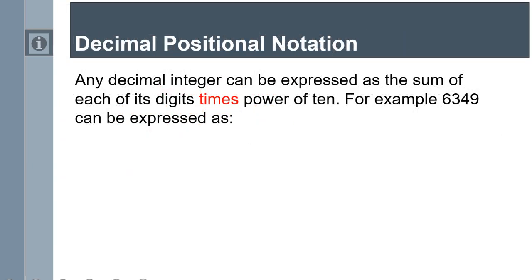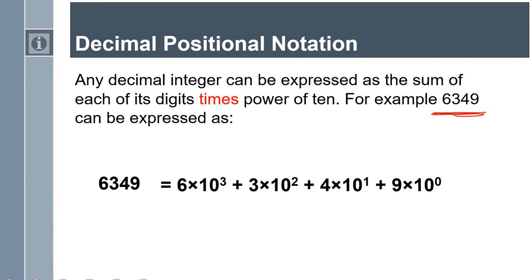Any decimal integer can be expressed as the sum of each of its digits times a power of 10. For example, here is a number 6349, and it can be expressed as follows. What we have to do is write the numbers and multiply these numbers with their weights. So here the weights are 10 raised to power 0, 10 raised to power 1, 10 raised to power 2, and 10 raised to power 3.